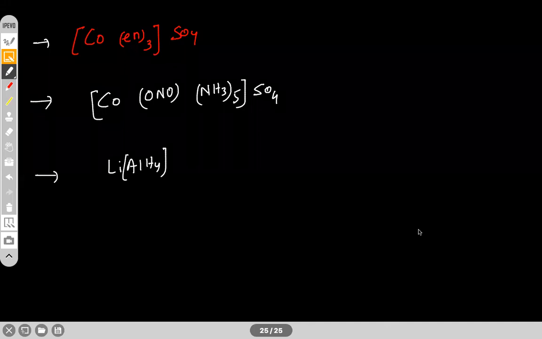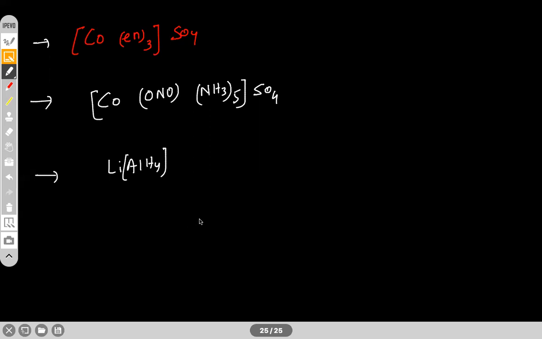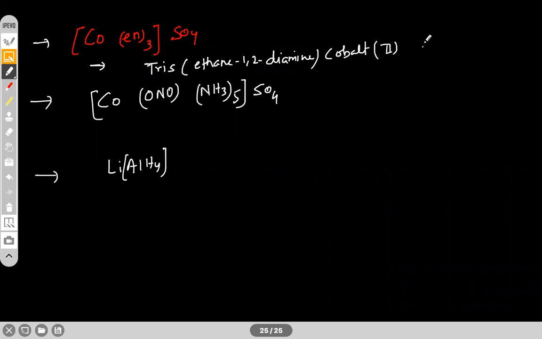Yeah, I'll do it. This one, the name of this ligand is ethylene diamine, right? For this three, we'll write down tris. We don't write tri here because the name itself contains a di term. So we won't write tri, we'll write tris. Open bracket, ethane 1,2 diamine with a single M. Cobalt, what is the oxidation state of cobalt here? It is 2. Then space and sulfate.